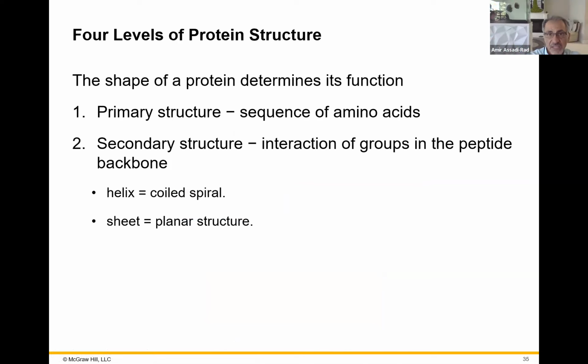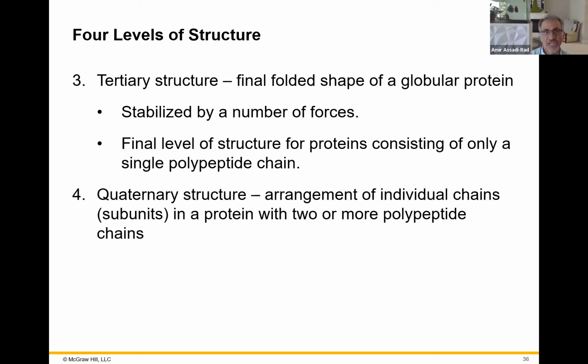Okay, secondary structures, there are two different types, a helix and a pleated sheet. I hope the pictures are there. Helix is like a spiral. Okay, so tertiary structures are globular proteins stabilized by a number of forces. That is the final level of structure of proteins. I know these things do not make any sense to you guys. I hope I have pictures. If not, I will get the pictures and put them in here for you.